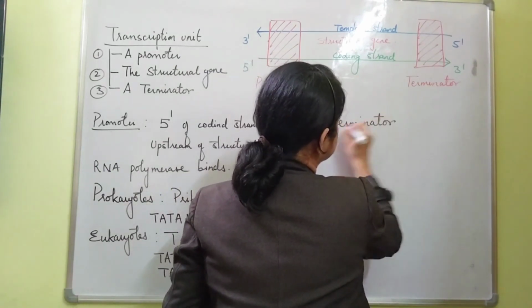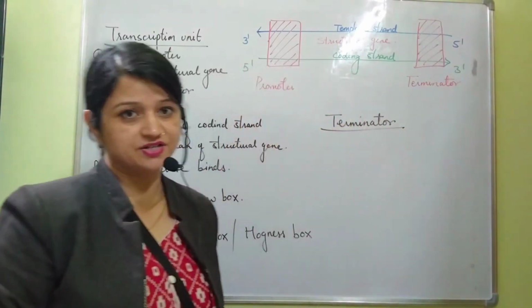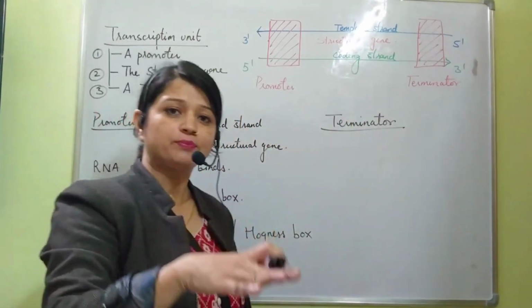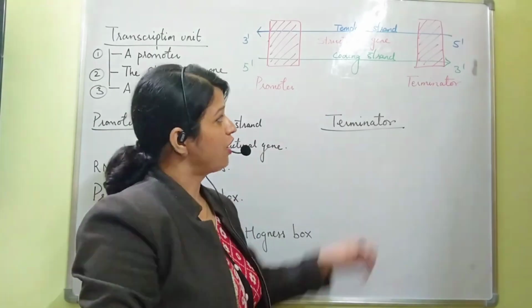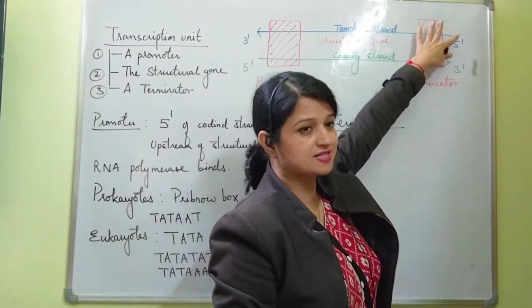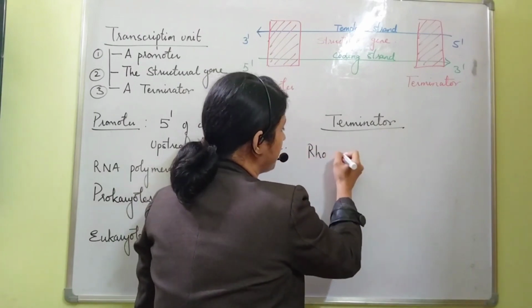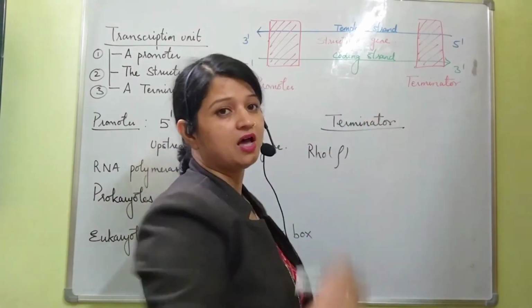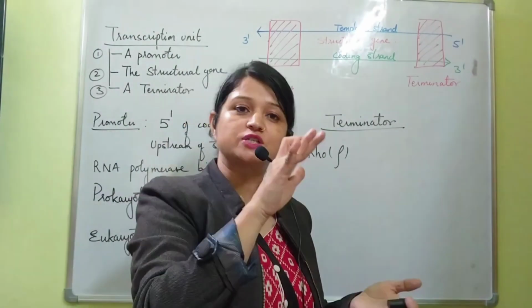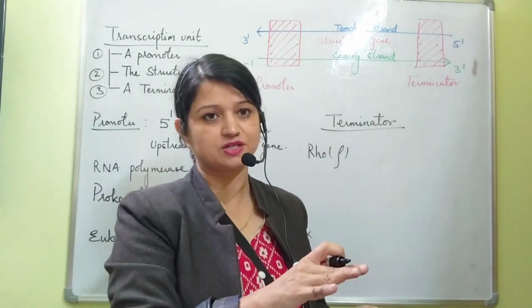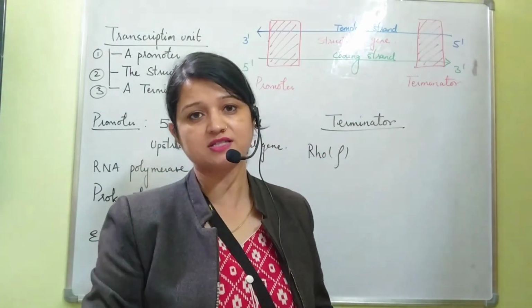Terminator is that site or that region which will stop the process of transcription. When the RNA polymerase reaches the terminator, what happens? The Rho factor will come and it will bind to the RNA polymerase and it will stop the process of transcription, as I told you earlier in my previous video.